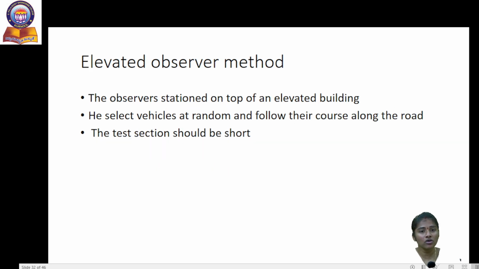Next, we have elevated observer method. Here in this method, the observer will be standing at the top of an elevated building. He will select vehicles randomly and he will follow them during their course of time along the road. In this method, the test run should be short.